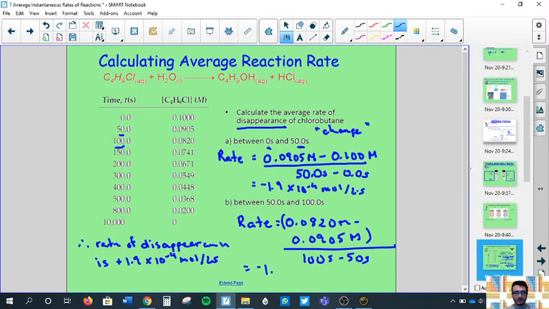negative 1.7 times 10 to the negative 4 moles per liter per second. And again, because it says disappearance, I'm not going to rewrite a whole statement here, but this sign would have to actually be positive. So we would say the rate of disappearance is positive 1.7 times 10 to the negative 4 for B. Okay.